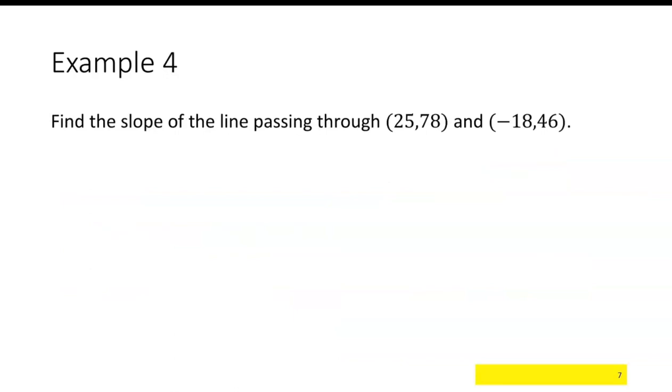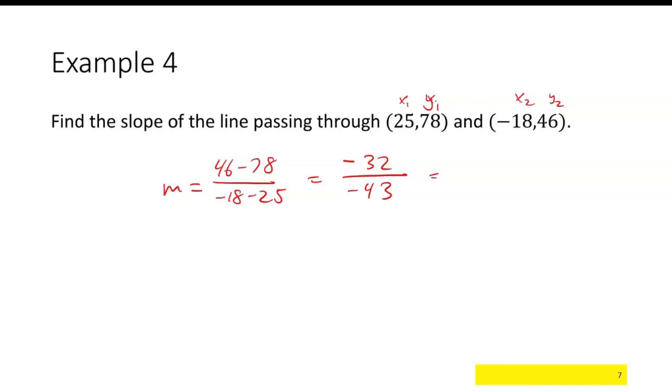All right, now let's find the slope going through (25, 78) and (negative 18, 46). So again, we choose one point to be x1, y1, and the other one to be x2, y2. Again, it doesn't really matter which one you choose to be which. M is going to be the difference of y's, so 46 minus 78 over negative 18 minus 25. 78 minus 46 is 32, but it's going to be negative. And then the bottom would be negative 43, and negative divided by negative is positive, so I can write this as 32 over 43. So the slope is 32 over 43.